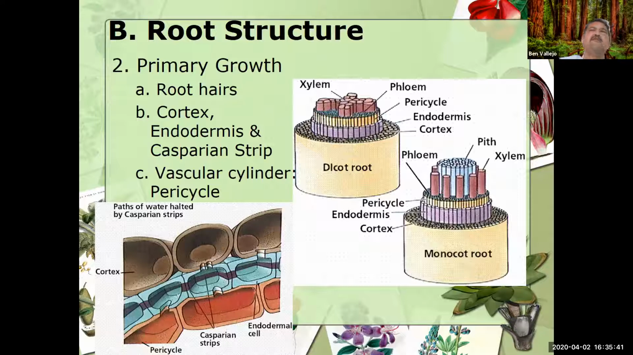Now, whether you're at the root tip or well into the root itself, we take a look at the primary growth of the root. That's a root getting bigger and going downwards or even out. But their structure is like this. A plant root has root hairs. Root hairs are where the water goes in.